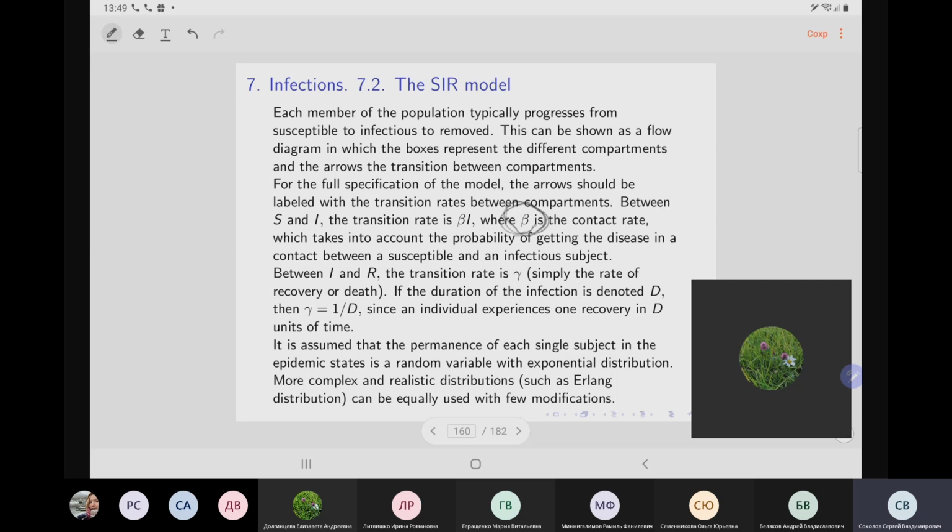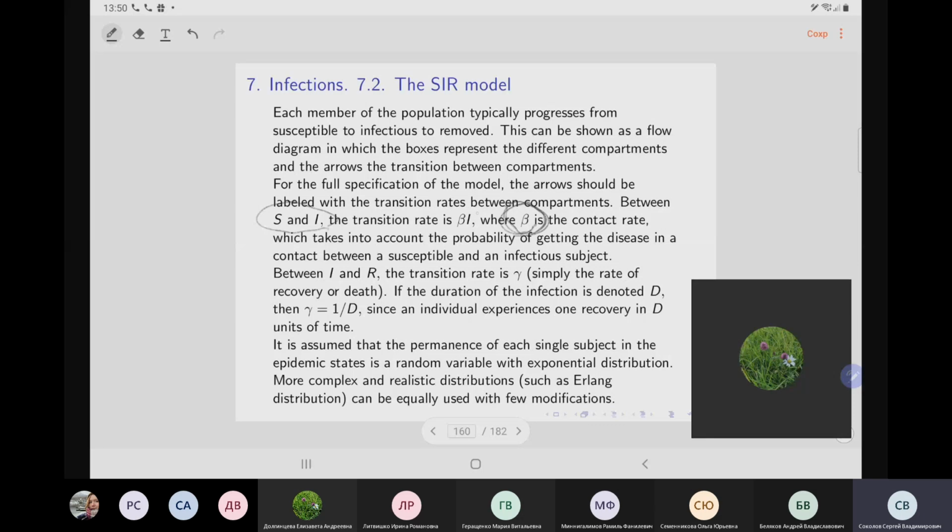We understand that these contacts between S and I are different. Some of these contacts last all day. If, for example, one of your group mates is infected, you contact them all day when you go to lectures and practices. And some of the possible contacts are short. So beta is some average contact rate.